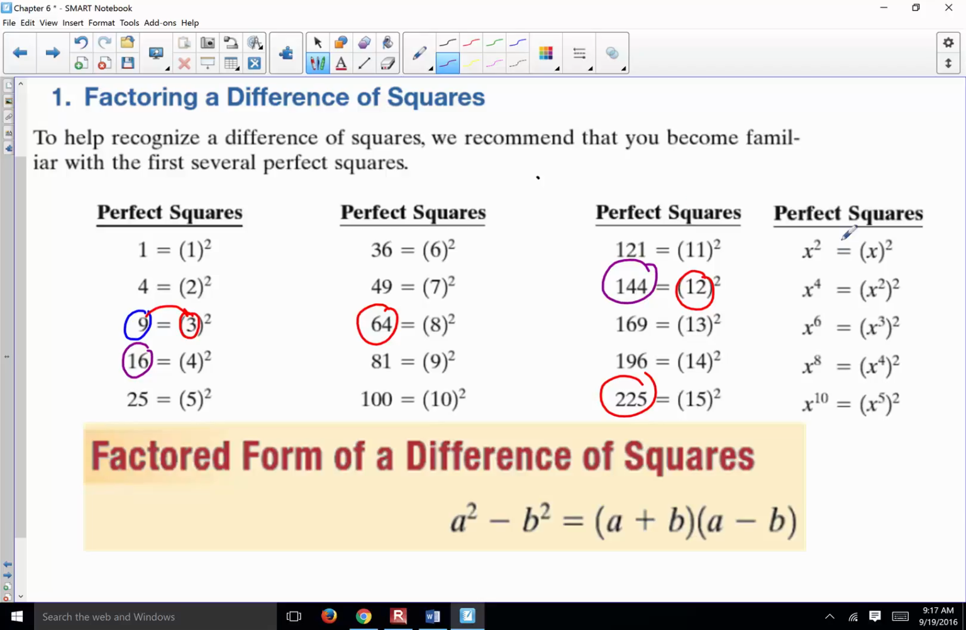Alright, how about the perfect squares in variables? X squared is a perfect square because it can be written as a square of x. You just need to be able to change things into second power, such as x to the 4th. Most people think, oh, it's not a square, x to the 4th is not a perfect square because I don't see 2 here, it's 4. Wrong. It is a perfect square because I can change that 4 into 2 times 2. Once one of them is inside, the other one is outside. So x to the 4th is a perfect square.